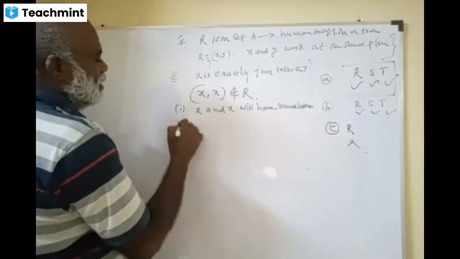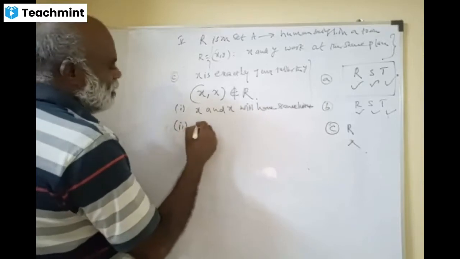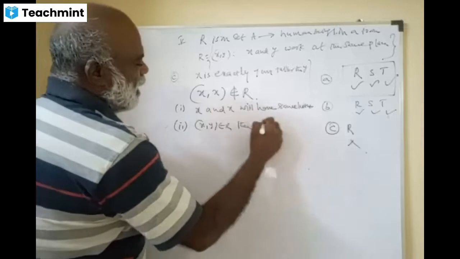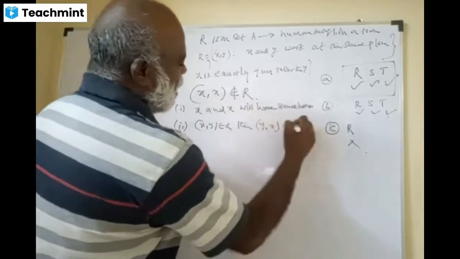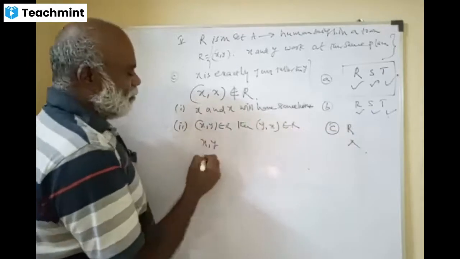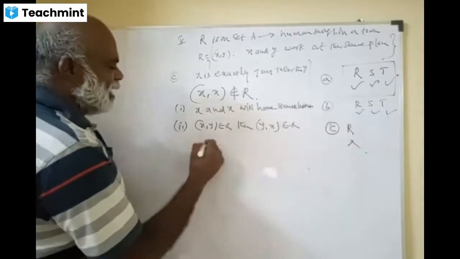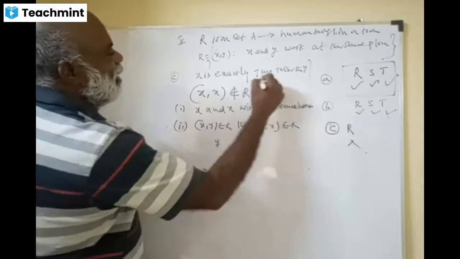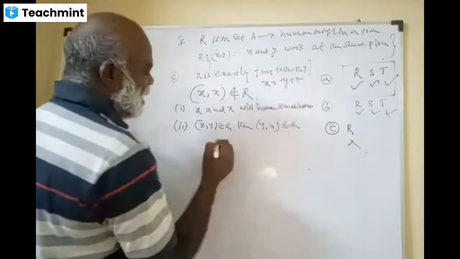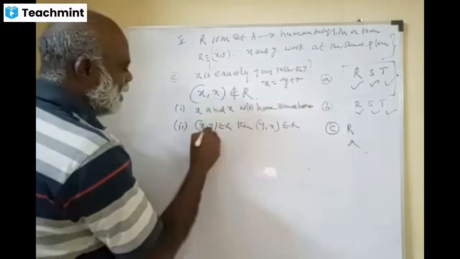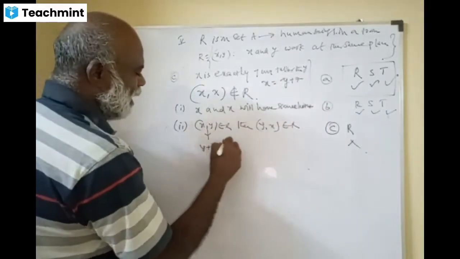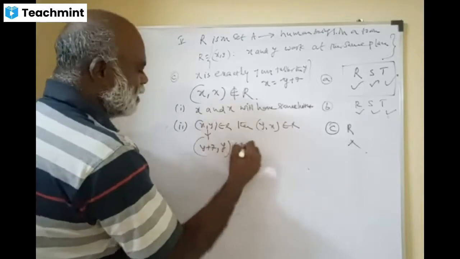Second, if X comma Y belongs to R, then Y comma X belongs to R. This is the general definition of symmetric. Now, X comma Y means X is 7 centimeters taller than Y, so X equals Y plus 7. That means this is given as Y plus 7 comma Y, and this belongs to R.